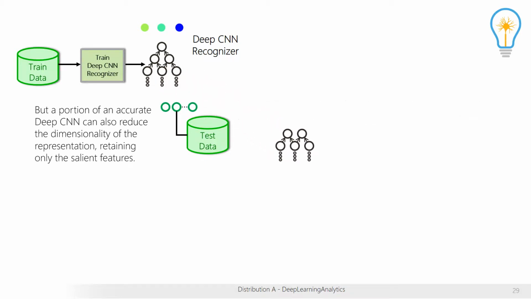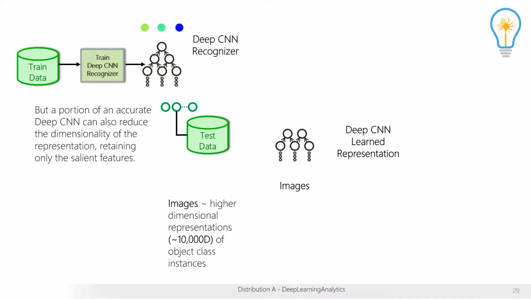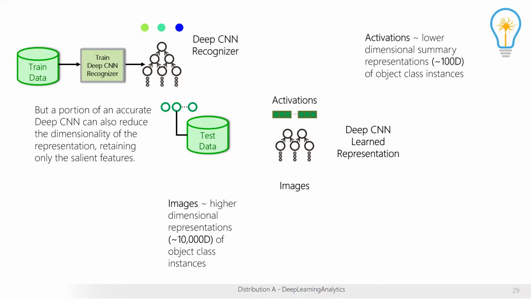But a portion of an accurate deep CNN can also be used to reduce the dimensionality of the representation, so we only retain the most salient features. We call this the deep CNN learned representation. It takes images as input. These images are higher dimensional representations of object class instances, usually on the order of 10,000 dimensions. And the deep CNN learned representation converts them into lower dimensional summary representations called activations, typically on the order of 100 dimensions.